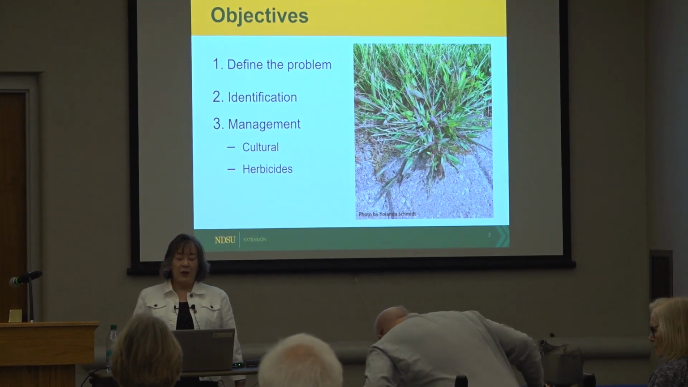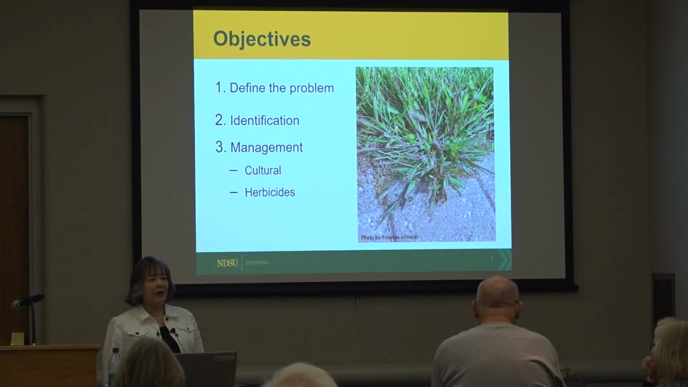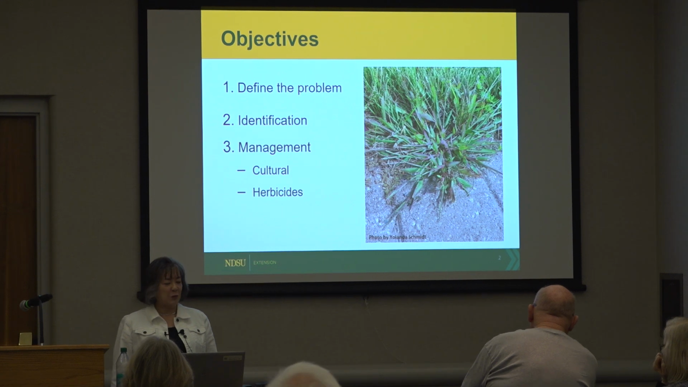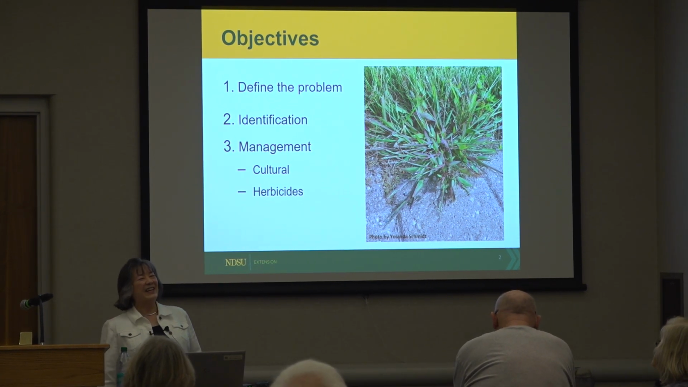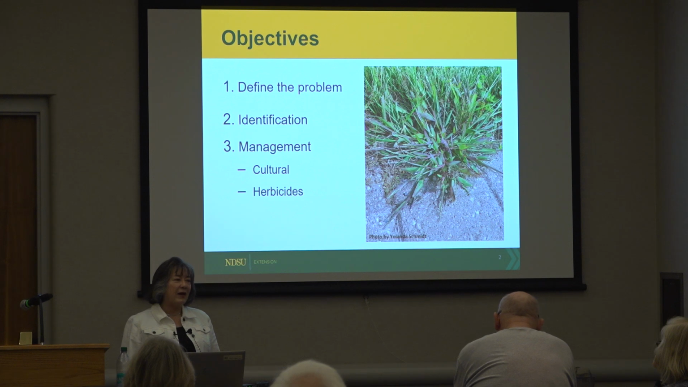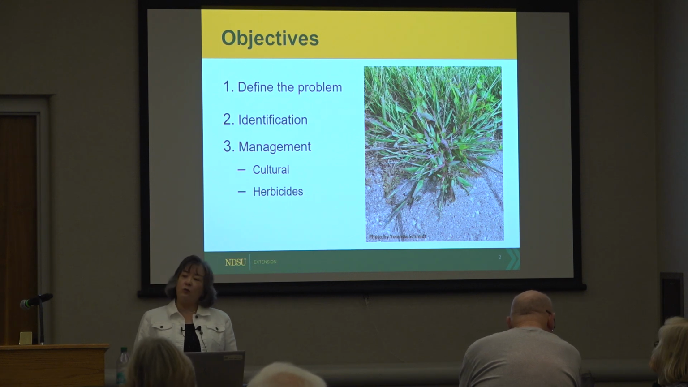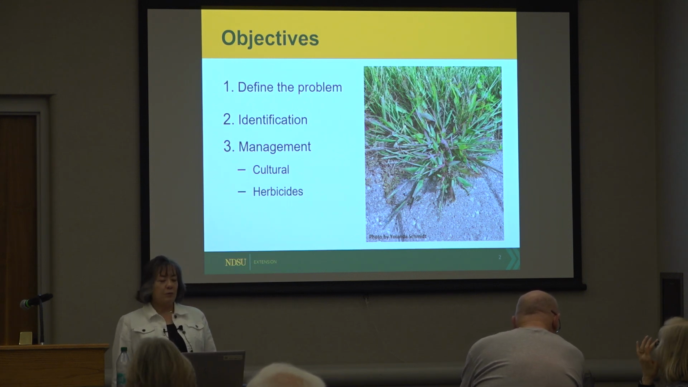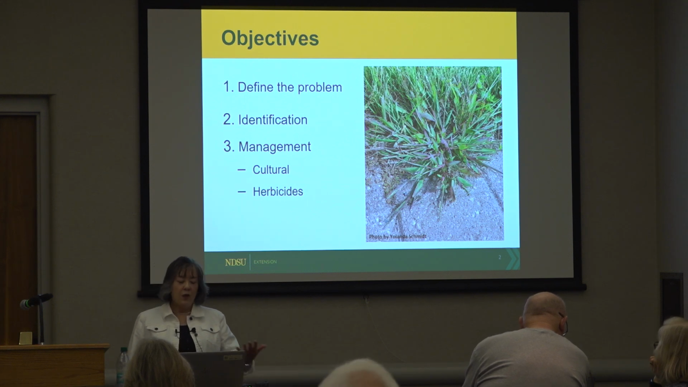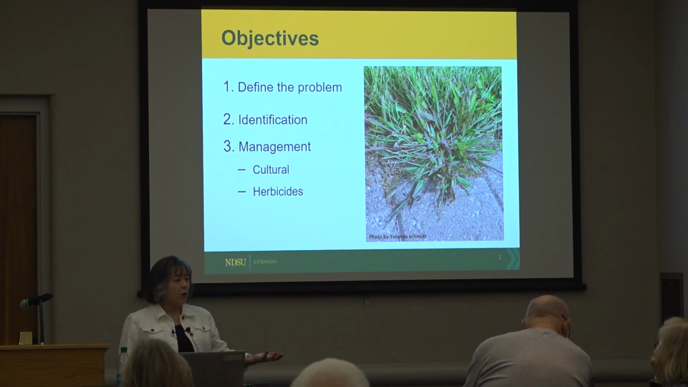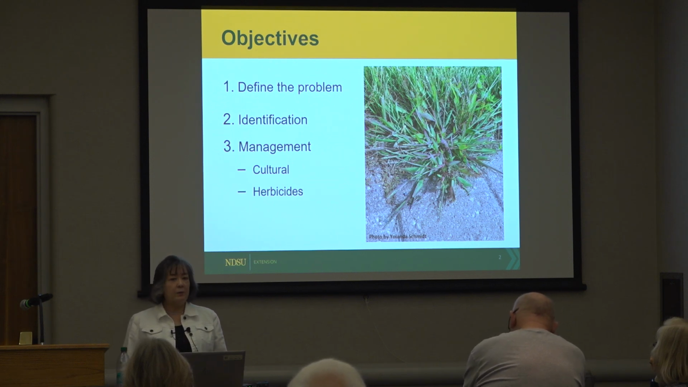Today, we're going to define the problem of crabgrass in your home lawn and why it's so irritating. We're going to help you identify crabgrass and differentiate it from other weedy grasses such as quackgrass and barnyard grass. And then we'll talk about management. So in order to manage the situation, the first thing is to grow a healthy, dense lawn where crabgrass is less likely to germinate. But also we'll talk about herbicide management, both pre-emergence and post-emergence herbicides that can be useful.